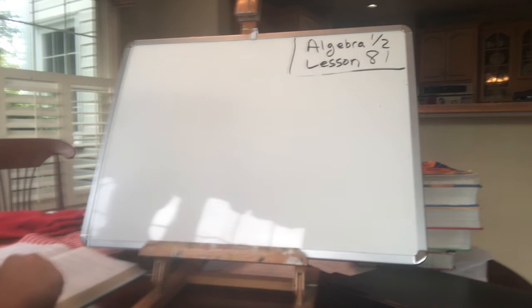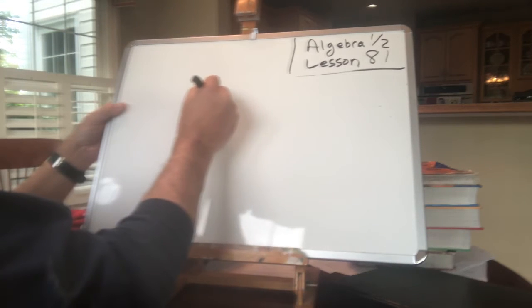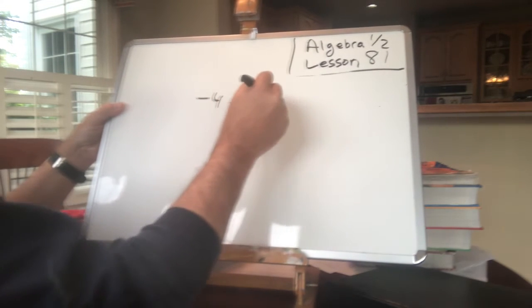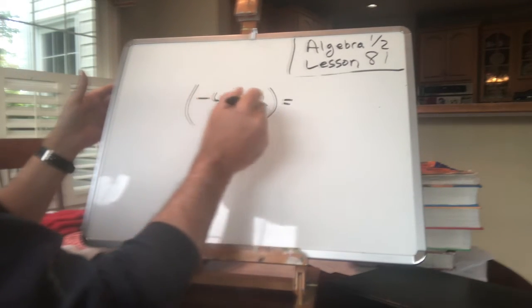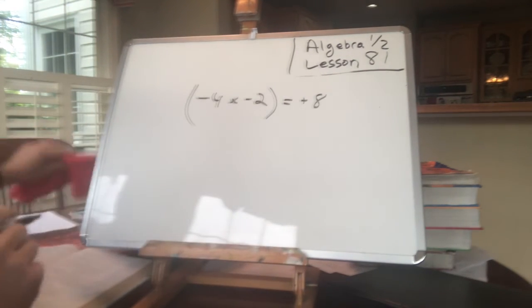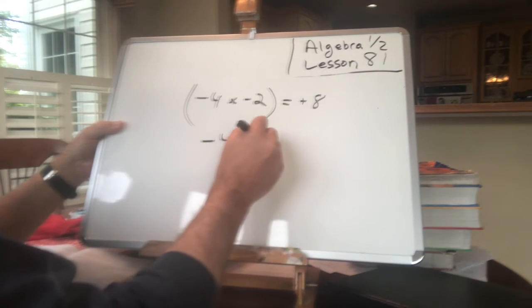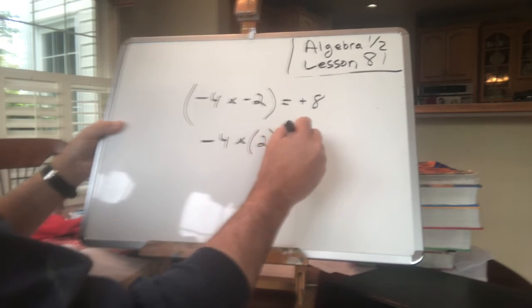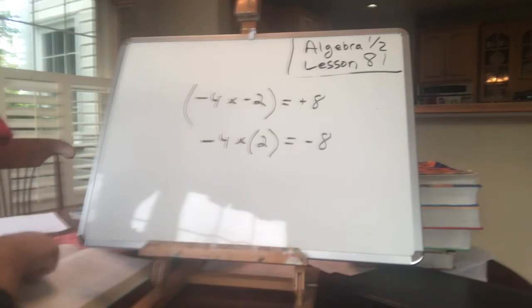Okay, so I am going to jump to a couple of examples, which is -4 times -2, right? -4 times -2, we have 2 negative signs, it's going to equal +8, right? If we have -4 times +2, there's only one negative sign, that's going to equal -8, right?